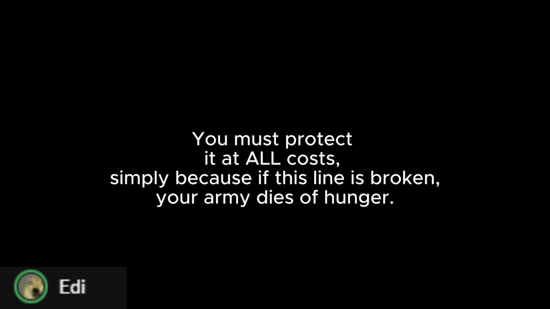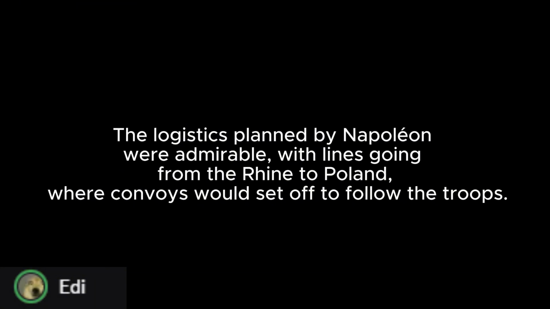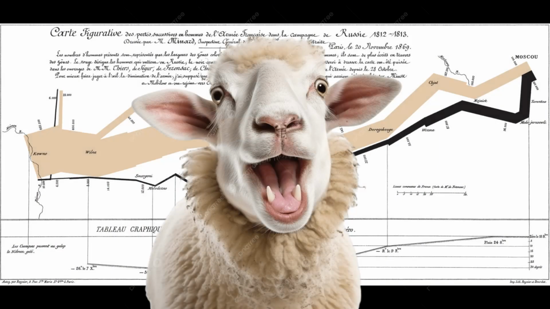Usually, when you go to war, you create a supply line. You must protect it at all costs, simply because if this line is broken, your army dies of hunger. The logistics planned by Napoleon were admirable, with lines going from the Rhine to Poland, where convoys would set off to follow the troops. But Russia is harsh, the winter especially.